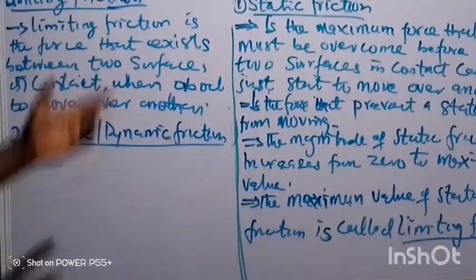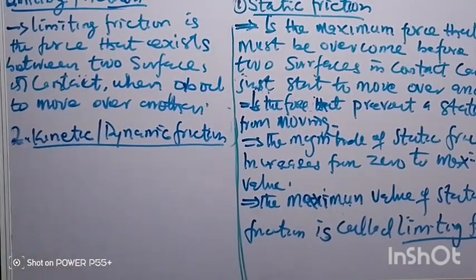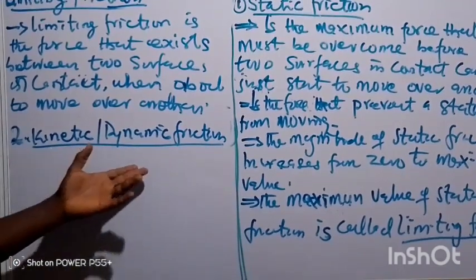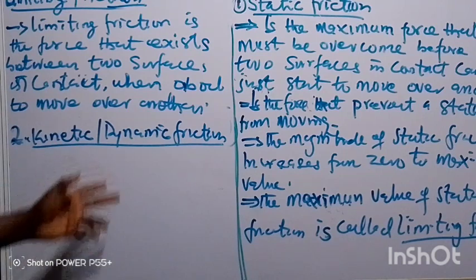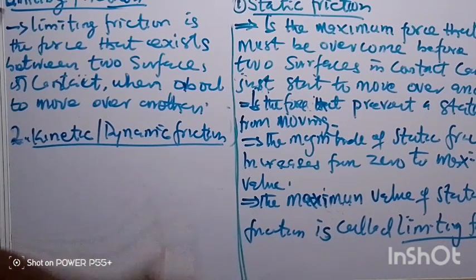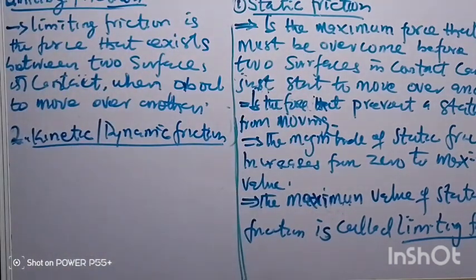Now, the second type of friction is kinetic or dynamic friction. Kinetic friction is the force that exists between two surfaces when the two surfaces move over one another with constant speed. Since the static friction has been overcome, the next one that follows is kinetic, and the two surfaces will move with constant speed or velocity. Let's write kinetic friction.